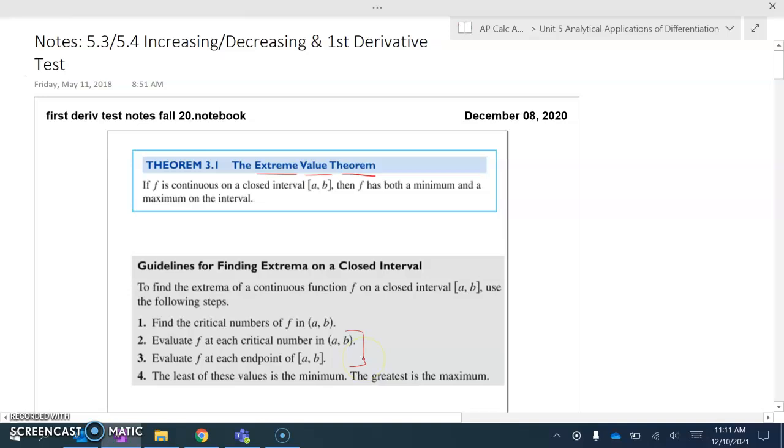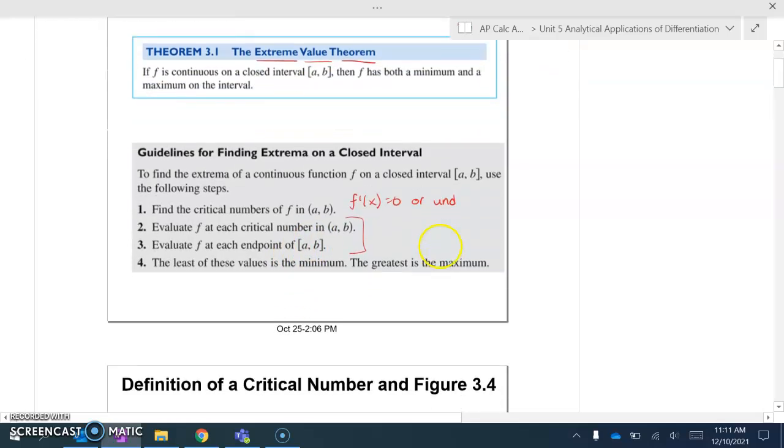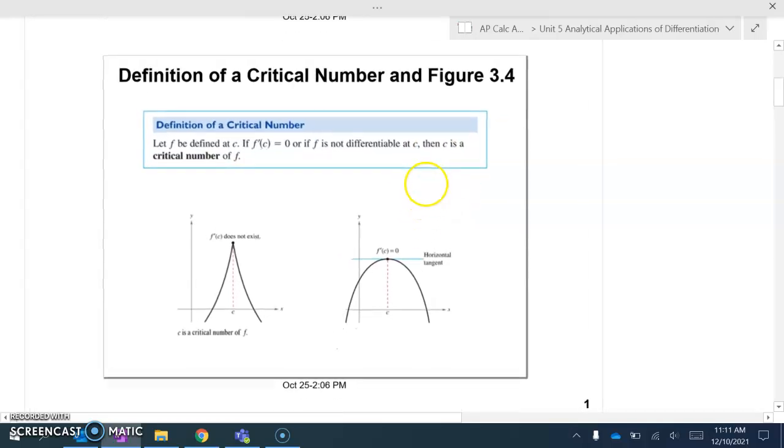So you'll find your critical numbers. Remember, that's where f prime of x is equal to 0 or undefined. You'll evaluate each of those critical numbers and the endpoints in the original function. The highest is your max, the lowest is your min. So that's what we've been working on.